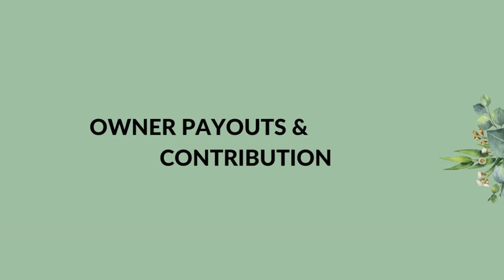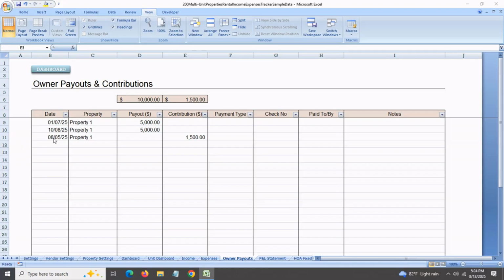Then we come to the owner payouts and contributions tab. Over here you would enter all of your owner payouts and contributions. You can also enter the payment type, whether it's a bank deposit or a check. Enter the check number, who you paid it to or it was paid by, the notes. So say you enter a date, April 1st, and say it's for property 1, and you made a payout of $5,000 to the owner. And you can choose the payment type, bank deposit, enter a check number, and say it was paid to A. Harrison.